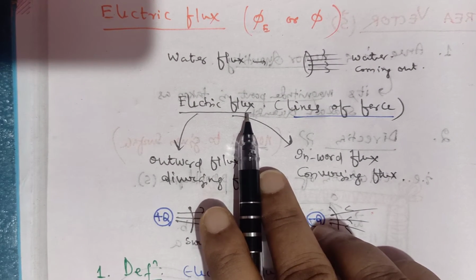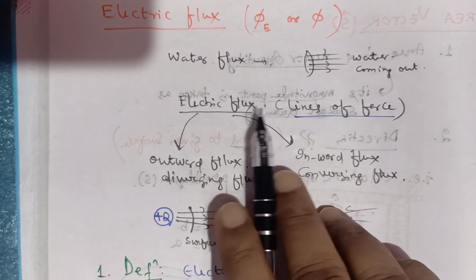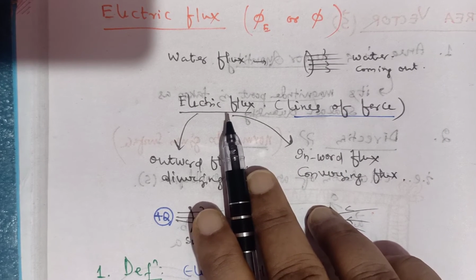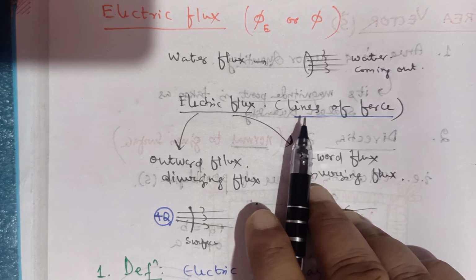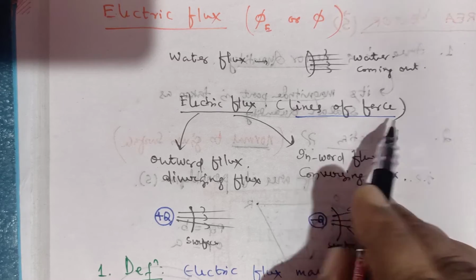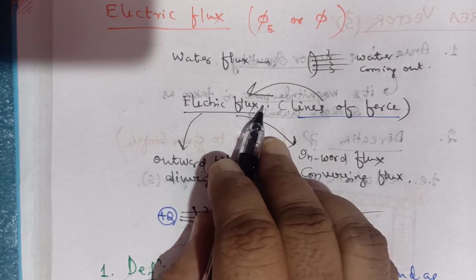Electric flux means these are lines of force. The other name for lines of force is electric flux. That is a new name, and it is a new way of representing them. Already we have discussed what lines of force are. Now, in another mathematical form, we have to represent electric flux.